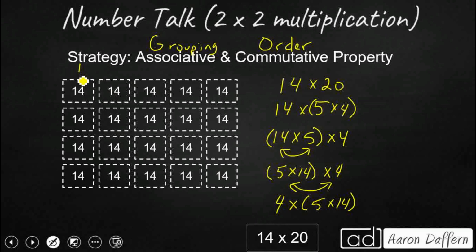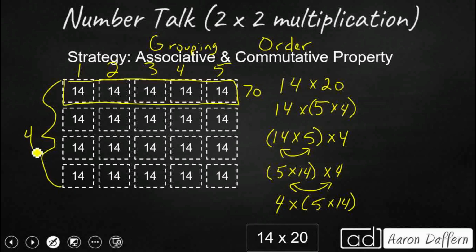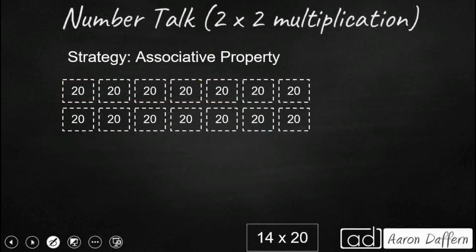Well, here's my 5 groups of 14. 1, 2, 3, 4, 5. So I've got my 5 groups of 14 right here. So I could do 5 times 14. That's going to give me 70. Now I've got 4 groups of the 5 groups of 14. So I'm just going to skip count by 70s. 140, 210, 280. Notice I'm just looking at 7, 14, 21, 28, adding a 0. So I'm going to get back to my 280 there.